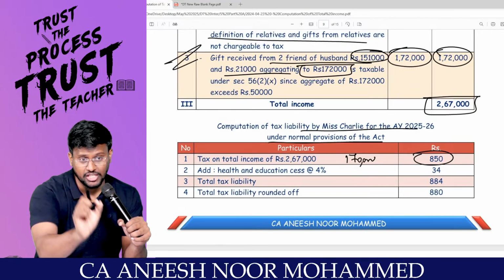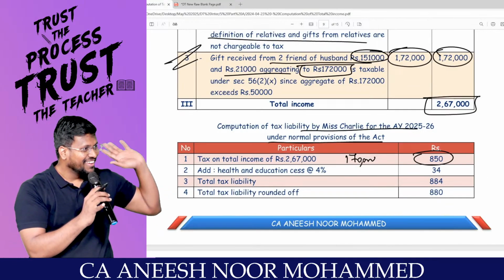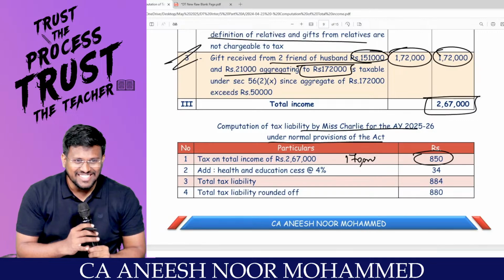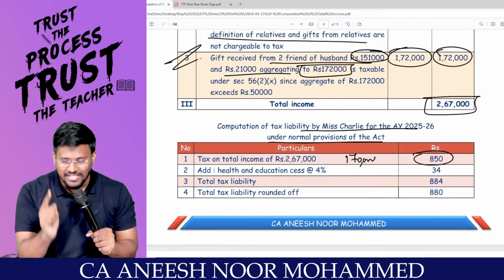Assessee is a non-resident. 87A rebate will not be applicable. Yes, sir. 87A rebate will be applicable only to a resident individual.